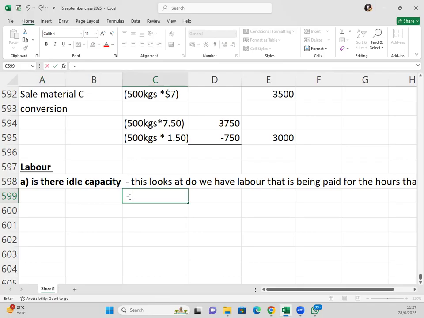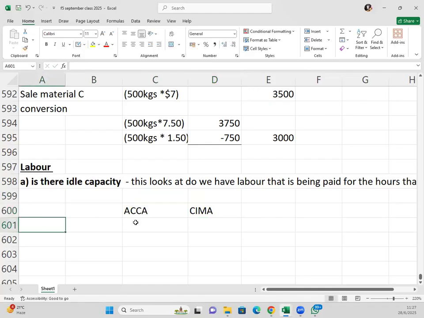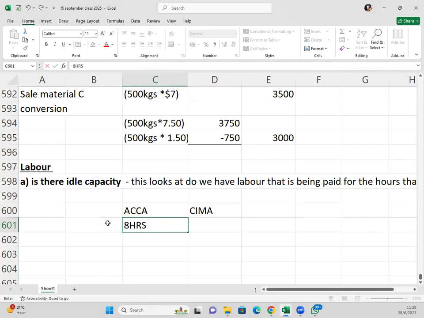If the teachers, for example, let's remember we were talking about offering ACCA and we want to introduce CIMA. For ACCA, the teachers are being paid a fixed monthly salary, or let's say they are being paid every day, 8 hours per day.